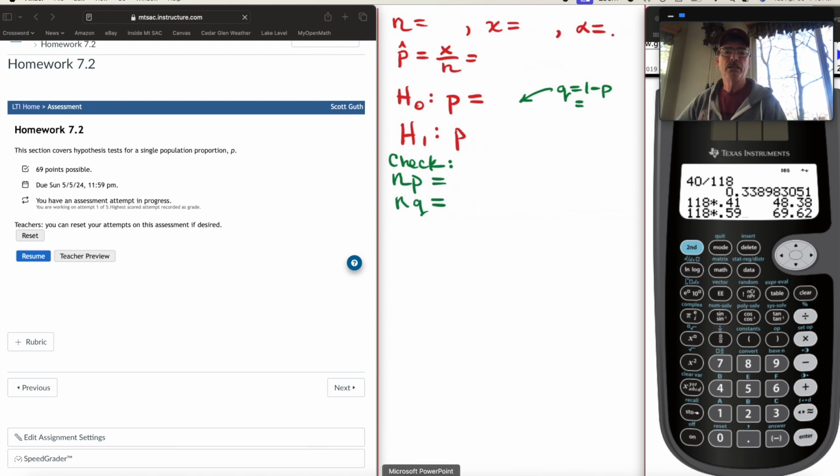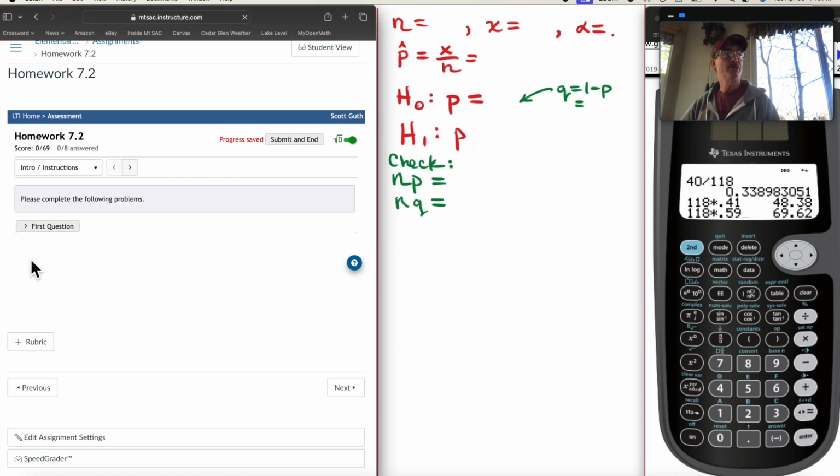All right, hey everybody. We're going to look at homework from 7.2. We're doing hypothesis testing. And hypothesis tests, you remember there are three kinds. There are left tail tests, right tail tests, and two tail tests. So I've picked three problems which do one of each.